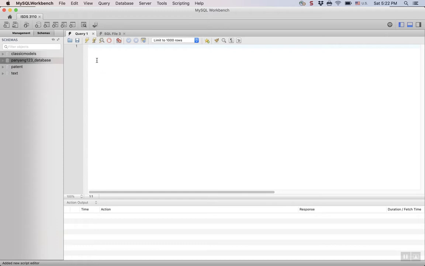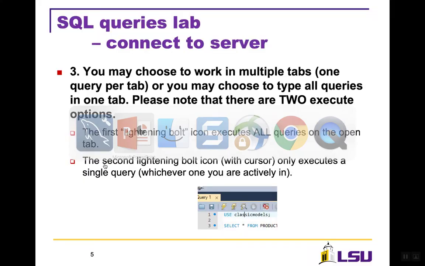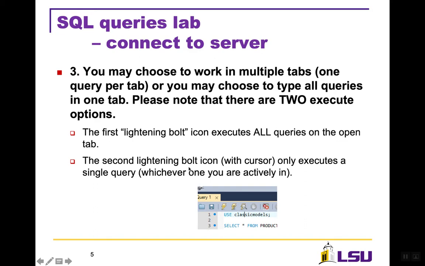How do you execute your query once you write a query command? There are 2 lightning icons in this toolbar. You can use either one of them to execute your query, but they are slightly different. The first one, by default, will run all the SQL commands in this file, or it will just run the part that you select. The second one only runs the particular line where you put your cursor. We can test with some examples later.